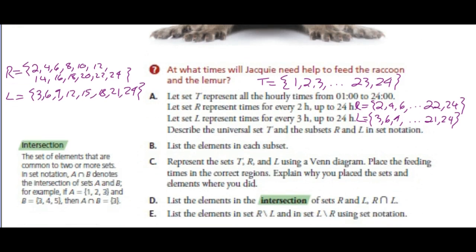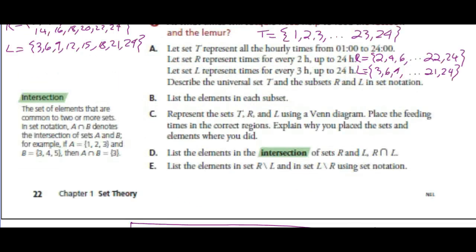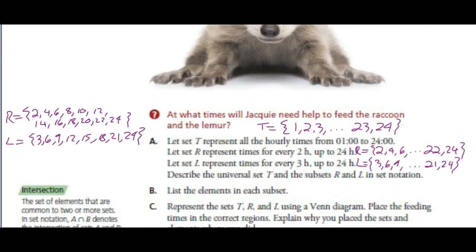Okay, 6, 12, 18, and 24. Okay, let's go back, make sure we didn't miss anything. We got 6, got 12. Basically, we're just looking through here for the even numbers, right? Because these guys are even, and these guys are multiples of 3. There are some multiples of 3 which are also even. That's what we're looking for, so we've got those.